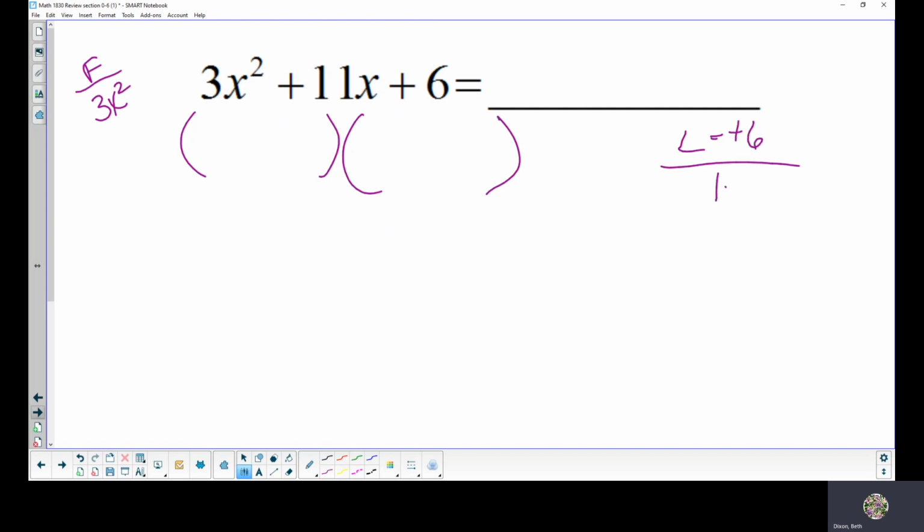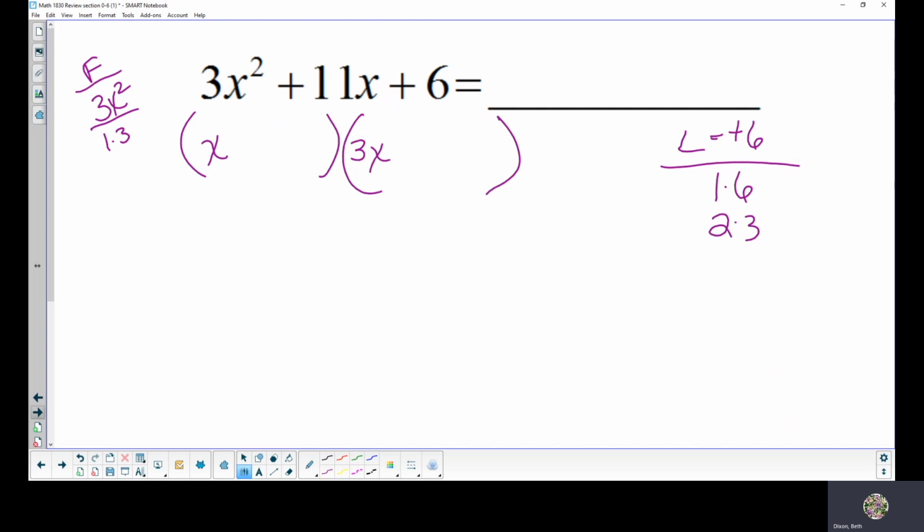So we know the 6 is 1 and 6 or 2 and 3. So when I put that 3x squared, I know the only way to multiply to get 3 is 1 and 3. So I'm going to go x and 3x. That's the only way I can multiply to get 3. The question is, how do that 1 and 6 work with the 1 and 3, or how do the 2 and 3 work with the 1 and 3 to create an 11?